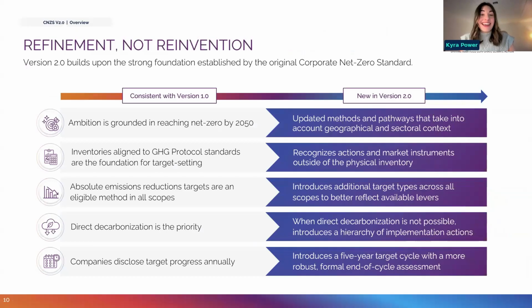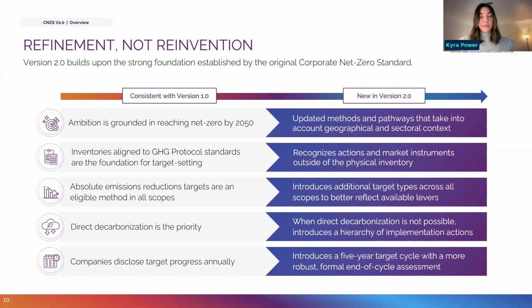Now, let's look first at some of the similarities between version 2 and version 1. If you're familiar with version 1, you will see that version 2 truly builds upon the strong foundation set by that previous version of the standard. And indeed, some elements are foundational to both standards, even if they may have evolved in version 2. First, the ambition of the standard continues to be grounded in reaching net zero by 2050.